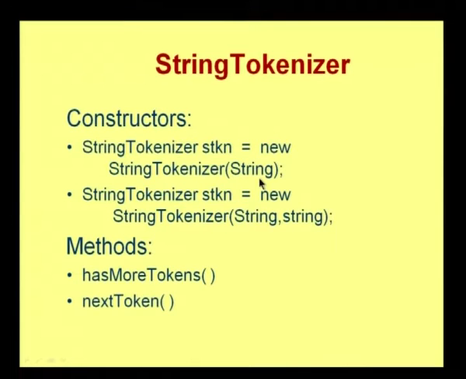You can see two constructors. One is new StringTokenizer(String). Here I have not specified any delimiter, so in this case my blank space will be the delimiter. If I specify a particular delimiter, then I can split that string into tokens based on the delimiter. We have two methods, hasMoreTokens and nextToken. hasMoreTokens is used to check whether we have any other tokens, and nextToken is used to move on to the next token.